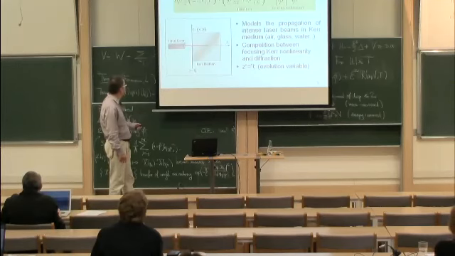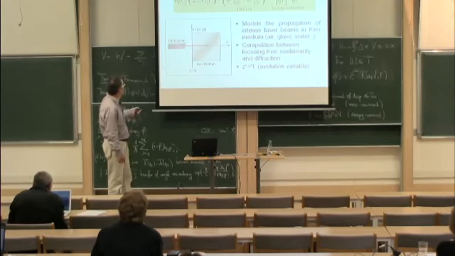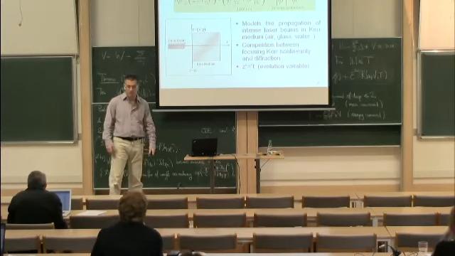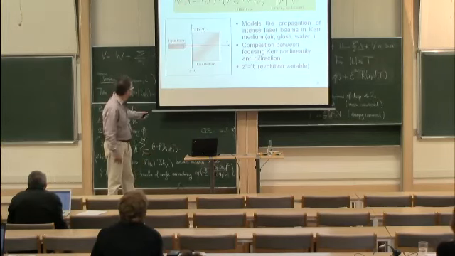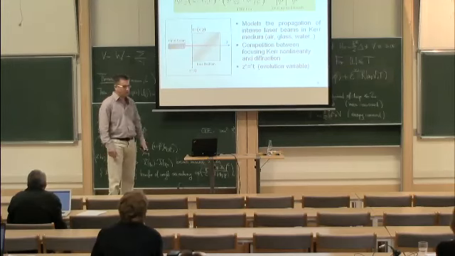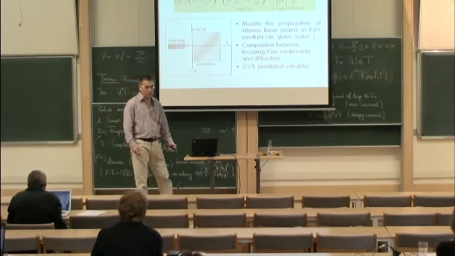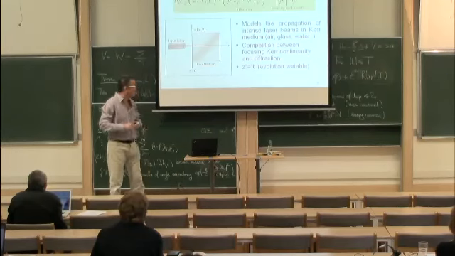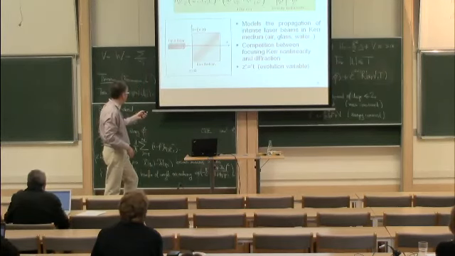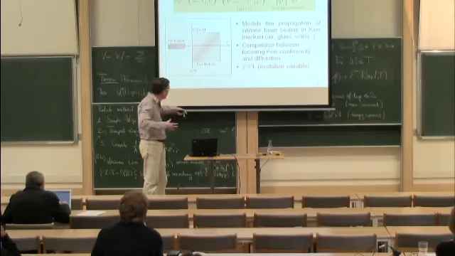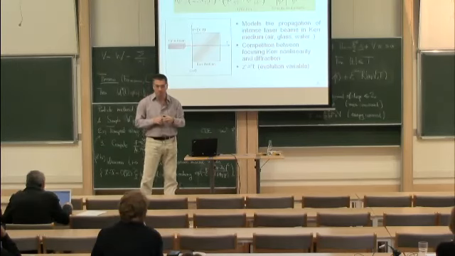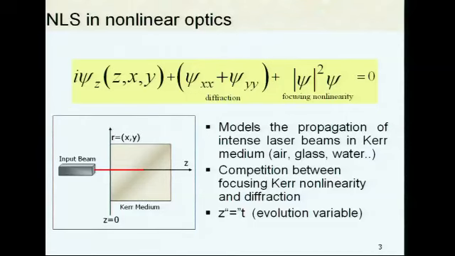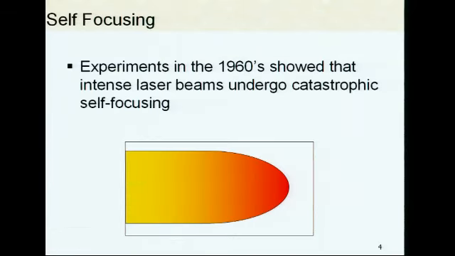X and Y are the transverse coordinates. And the psi is the electric field amplitude. And this equation models the propagation of the laser beam. And there is a competition here between the Laplacian, the diffraction term, which tries to make the laser beam wider with propagation, and the Kerr nonlinearity, the focusing nonlinearity, which tries to make the beam narrower with propagation. And here, z is a time-like variable, it's an evolution variable. So it's an initial value problem in z.